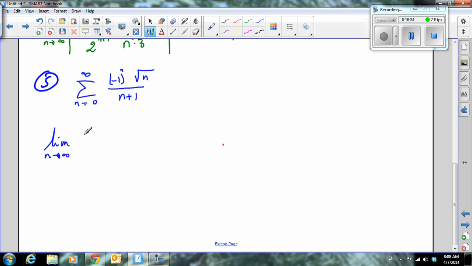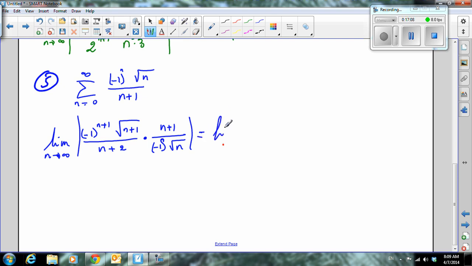infinity of -1 to the power of n plus 1 times the square root of n plus 1 over n plus 2, times, if I flip the other one, n plus 1 over -1 to the power of n, square root of n. This is still raised to the power of n. Once again, inside the absolute value. This is the same thing as the limit as n goes to infinity. Now simplifying, I have -1 to the power of n plus 1 over -1 to the power of n.